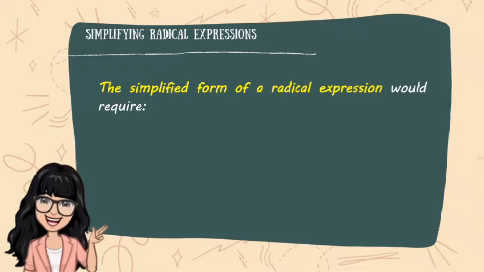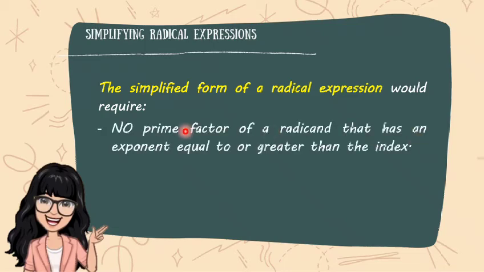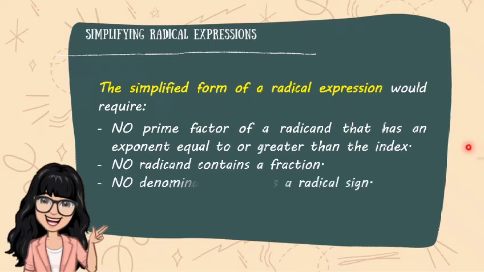So let us have a summary. The simplified form of a radical expression would require, first, no prime factor of a radicand that has an exponent equal to or greater than the index. Second, no radicand contains a fraction. Third, no denominator contains a radical sign. That is why we have to rationalize. So this is how you know that your radical expression is in simplified form.